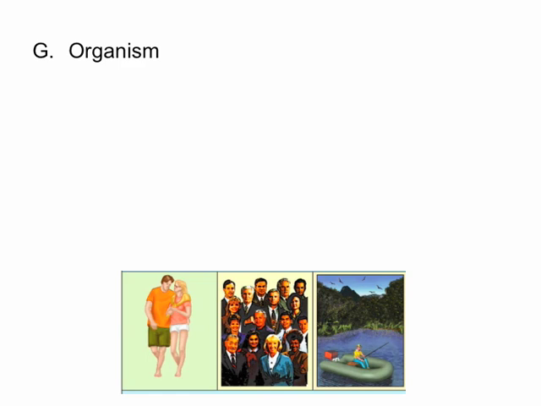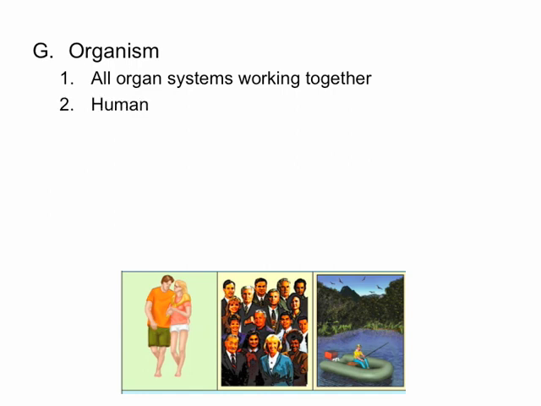Now, if we take all of those organ systems and we put them together, we're going to end up with an organism. An organism is when all of those organ systems work together, and you and I, for example, are considered to be organisms. So a human is the example. However, you can choose another organism if you would like. If you have a dog or cat, they would also fall underneath this level of organization.